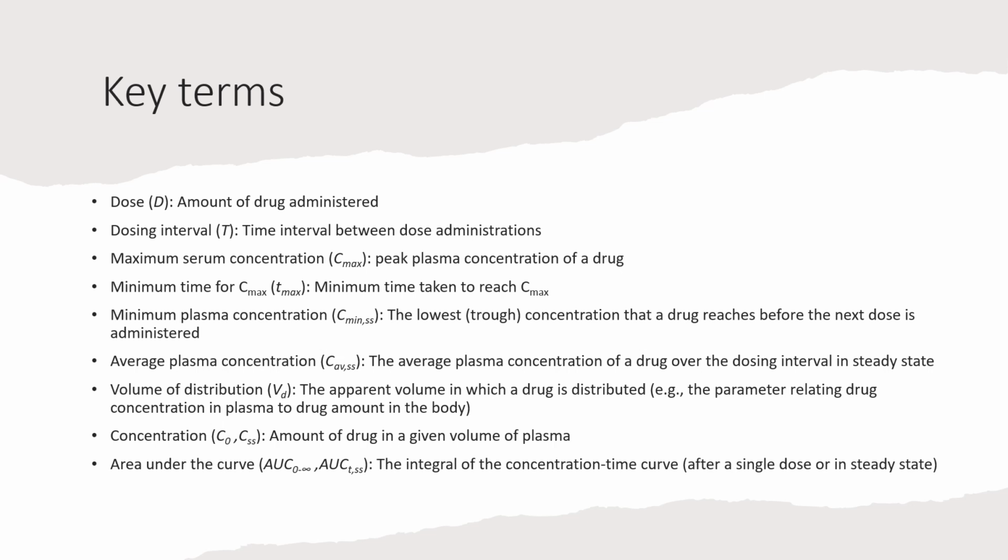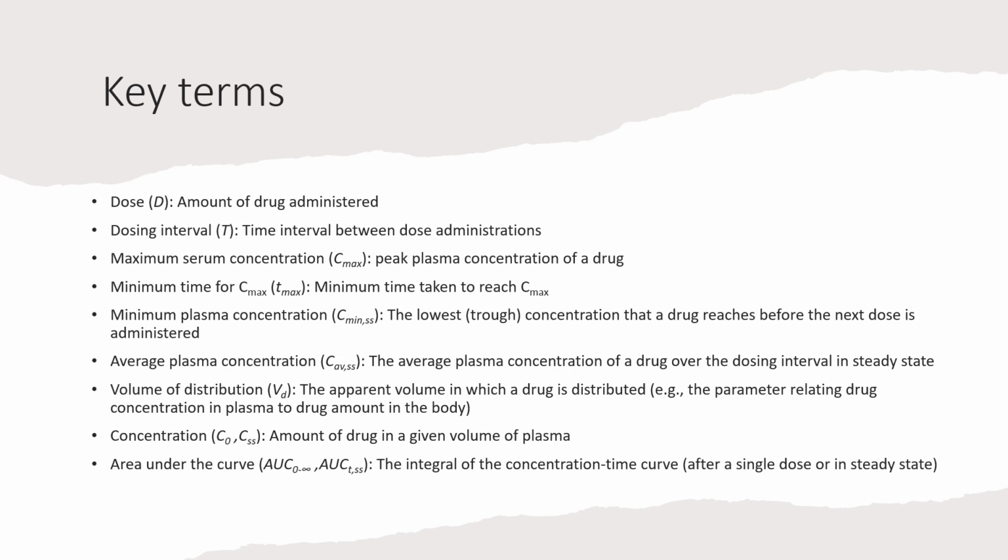Dose is the amount of drug administered, and what I have in italics here is the symbol that you'll see in literature or mathematical equations to highlight what the term is. So dose is identified by D. Dosing interval is the time interval between dose administrations. Maximum serum concentration, or Cmax, is the peak plasma concentration of a drug. Time to Cmax is called Tmax, or the time that's taken to reach the Cmax.